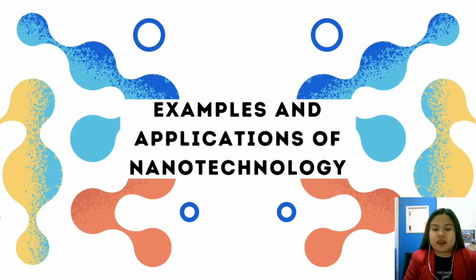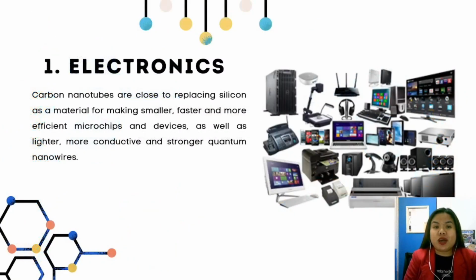Here are some examples and applications of nanotechnology. Number one is electronics. Carbon nanotubes are close to replacing silicon as a material for making smaller, faster, and more efficient microchips and devices, as well as lighter, more conductive, and stronger quantum nanowires. Examples of the electronics that we use nowadays are computers, televisions, printers, and others.